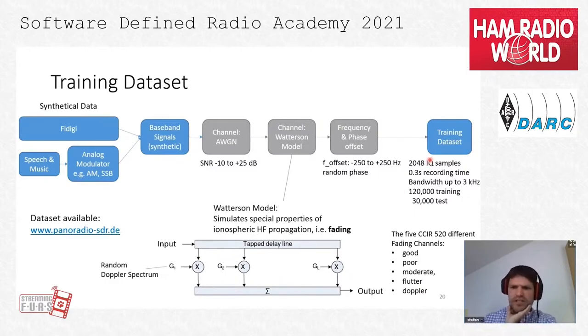The output of the training set is signals that have 2048 IQ samples. That corresponds to a recording time of around 300 milliseconds. The bandwidth is up to 3 kilohertz. In total, I have generated 120,000 data signals for training and 30,000 additional for testing the neural network. The data set I've generated is available on my website, panoradio-sdr.de.